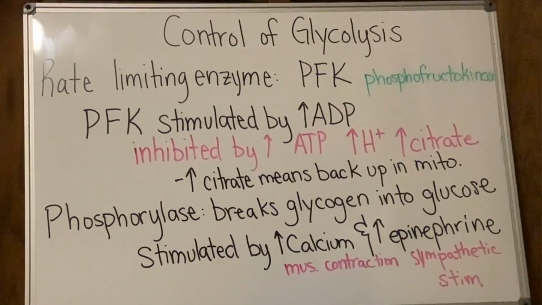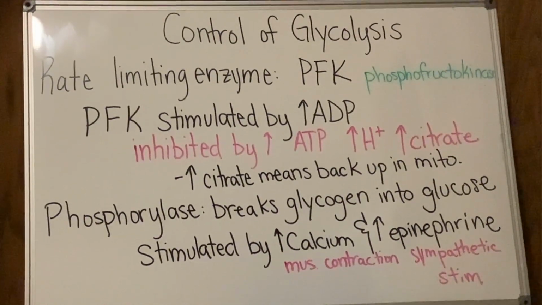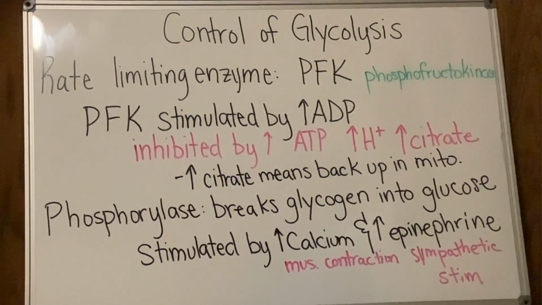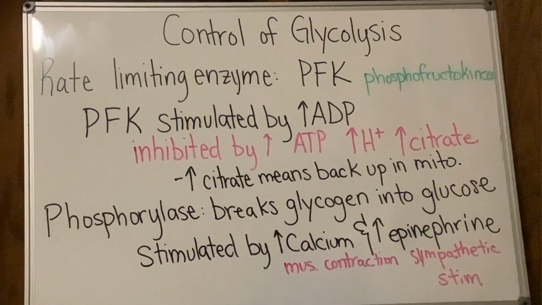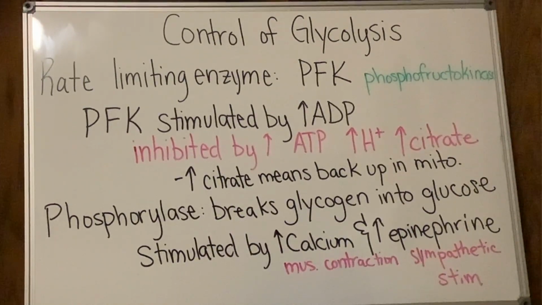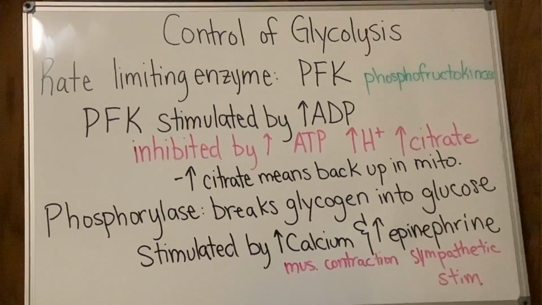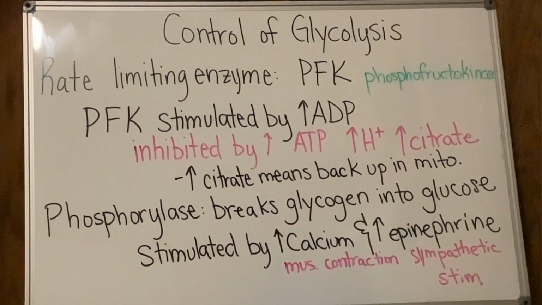Another control of glycolysis is phosphorylase. Phosphorylase is the enzyme that breaks glycogen into glucose. Phosphorylase is stimulated by an increased concentration of cytosol calcium and an increase in epinephrine. We see an increase in calcium through the increase of muscle contraction of a muscle fiber, and we see an increase in epinephrine with sympathetic stimulation, often found in exercise. By having phosphorylase be stimulated, it will break down more glycogen into glucose, which allows more glucose to enter into glycolysis.